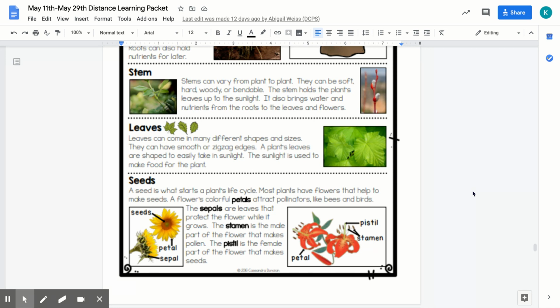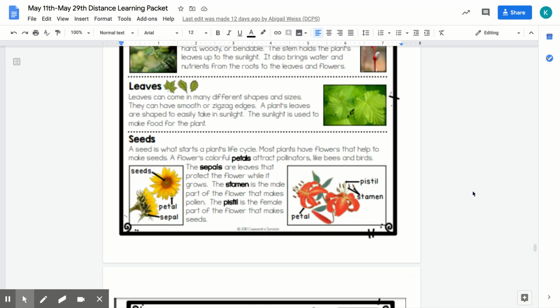Seeds. A seed is what starts a plant's life cycle. Most plants have flowers that help to make seeds. A flower's colorful petals attract pollinators like bees and birds. The sepals are leaves that protect the flower while it grows. The stamen is the male part of the flower that makes the pollen. The pistil is the female part of the flower that makes seeds.